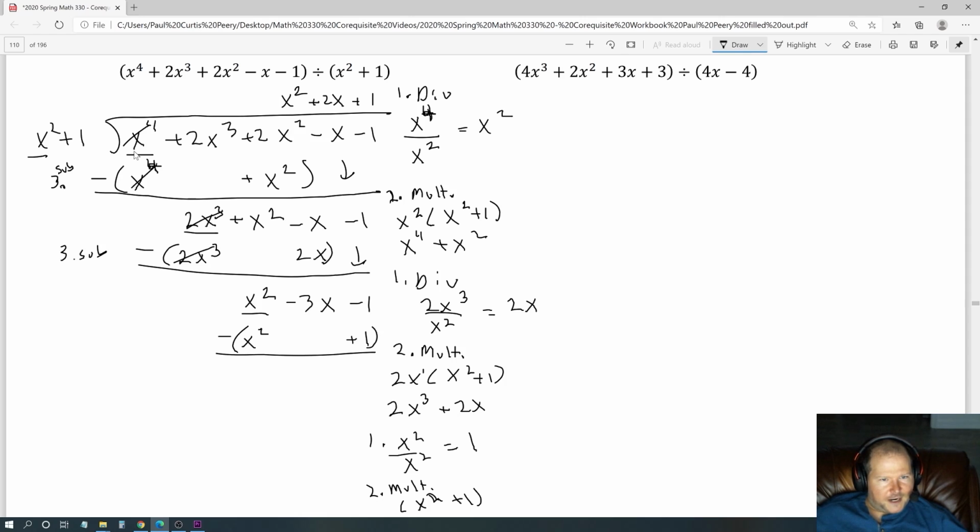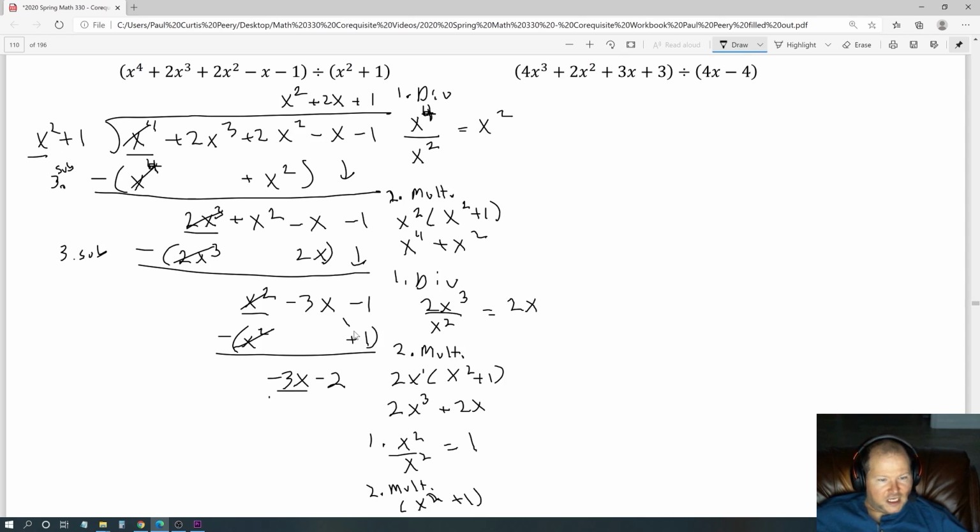And then we subtract it, right? So x squared minus x squared cancel out. That leaves me the negative 3x, and negative 1 minus 1 is going to be negative 2. So that's it right there.